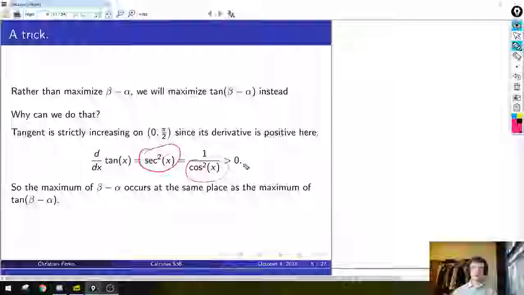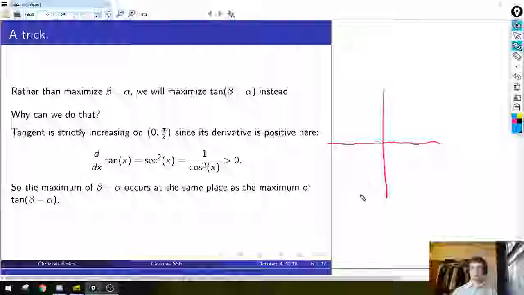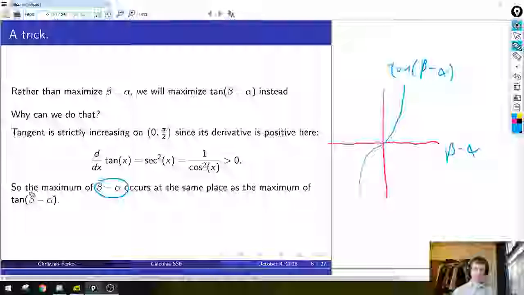The square of a real number is always positive, so assuming the bottom doesn't blow up, this thing's always positive. We know what the graph of tangent looks like. On a reasonable interval before we get to these asymptotes, it looks like this. So tan(beta minus alpha) gets bigger whenever beta minus alpha gets bigger. That's very nice, because if we're trying to make this thing as big as possible, and this gets bigger whenever the thing we want to maximize gets bigger, then the maxima should occur at the same place, right? Bigger this, bigger that.